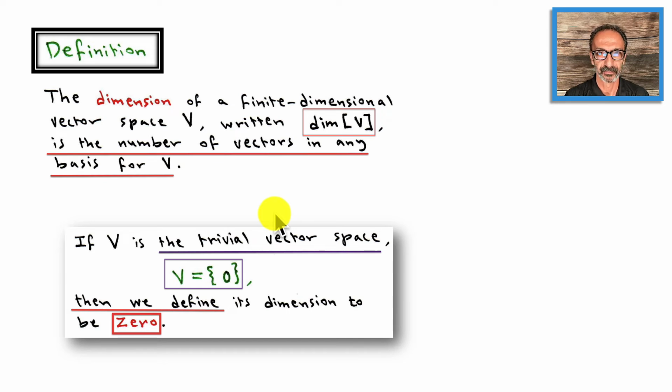By definition, if V is the trivial vector space, V equals the vector space 0 or the vector 0 only, then we define its dimension to be 0. I know you might say it has a vector, so why shouldn't we think about it as size 1, but no, by definition we say that the dimension is 0. So everything should work out and add up in the General Rank Theorem and some other theorems.